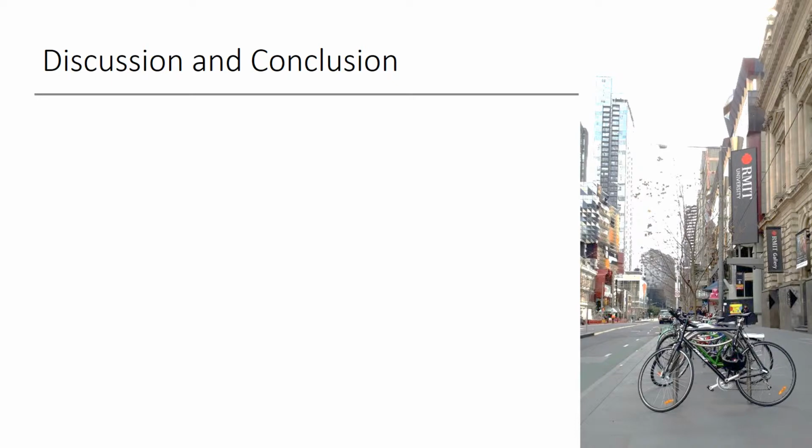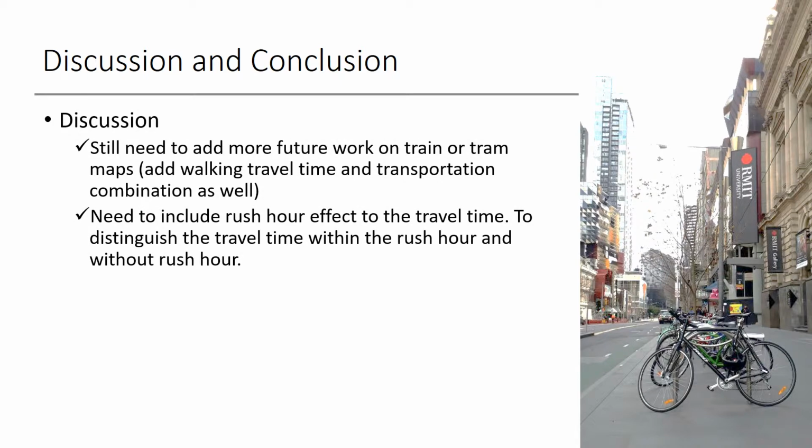Regarding the assumptions and limitations in this project, I'm sure that in the future the maps produced in this project still need a lot of improvement, especially the train and tram maps. Maybe we can add walking travel time or transportation combinations to the maps as well. And we need to include the rush hour effect in the travel time, to distinguish the travel time within rush hour and without rush hour.